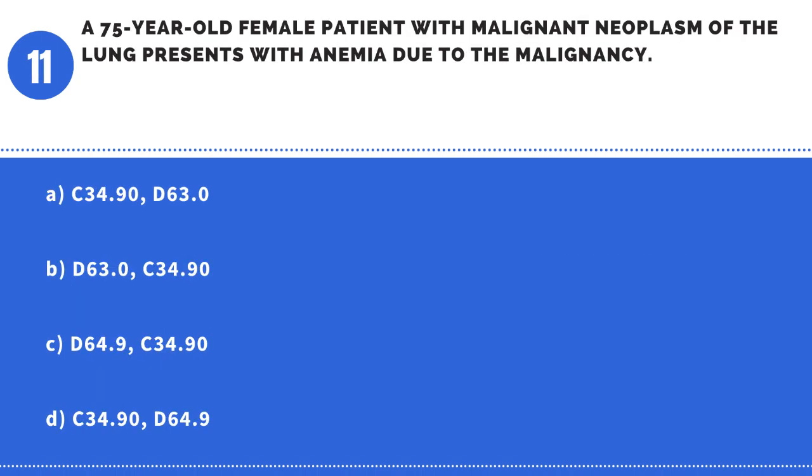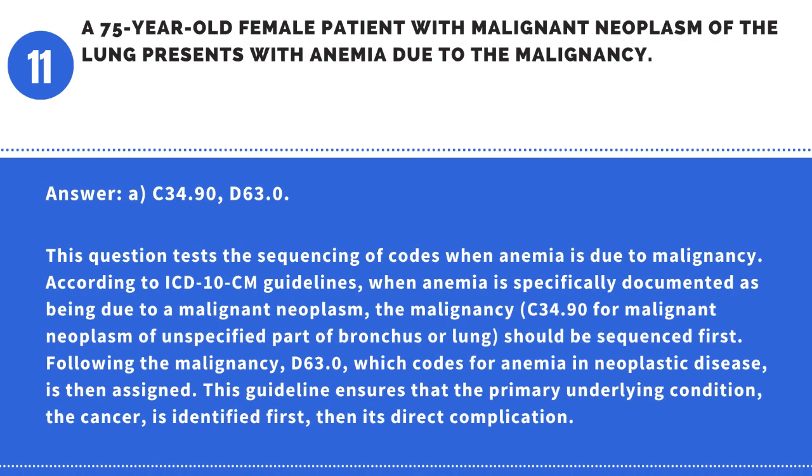Question 11. A 75-year-old female patient with malignant neoplasm of the lung presents with anemia due to the malignancy. A. C34.90, D63.0. B. D63.0, C34.90. C. D64.9, C34.90. D. C34.90, D64.9. Answer A. C34.90, D63.0.